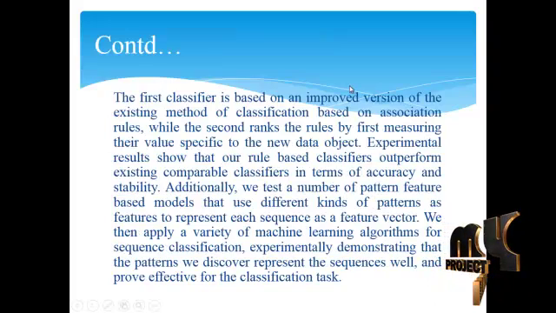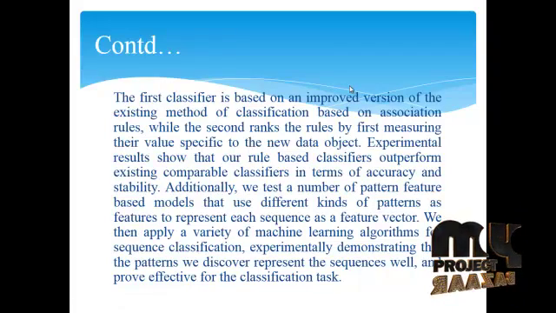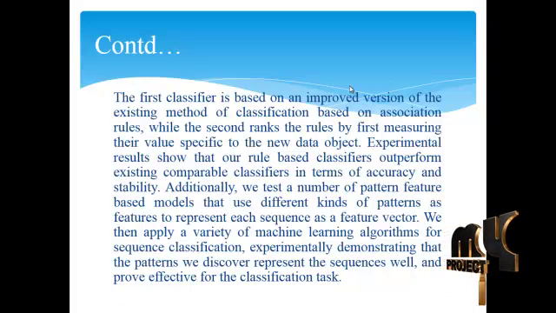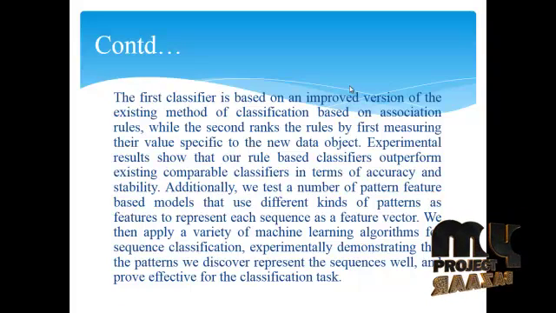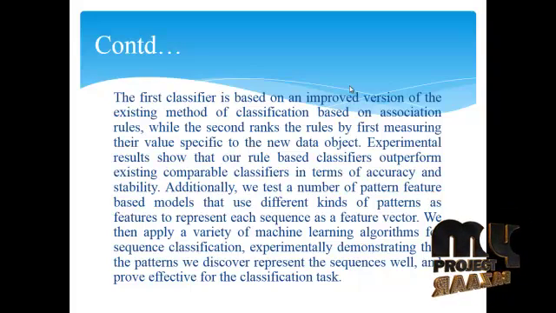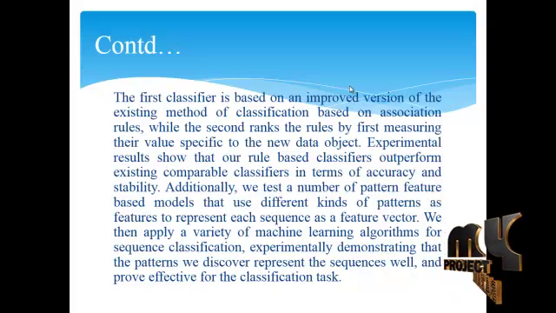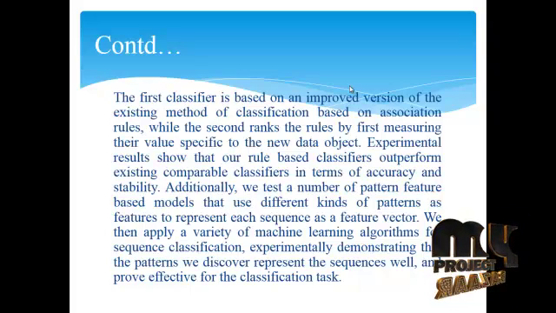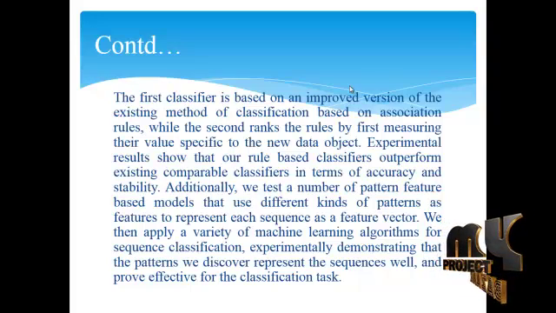The first classifier is based on an improved version of an existing method of classification based on association rules, while the second ranks the rules by first measuring the value specific to the new data object. Experimental results show that our rule-based classifiers outperform existing comparable classifiers in terms of accuracy and stability.